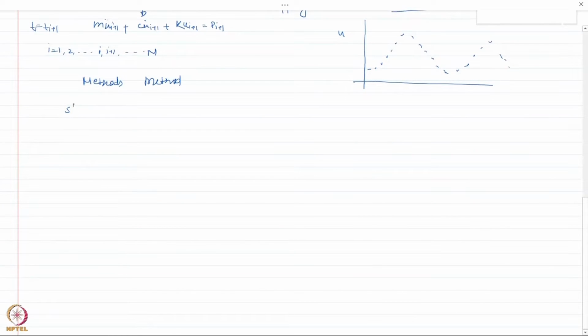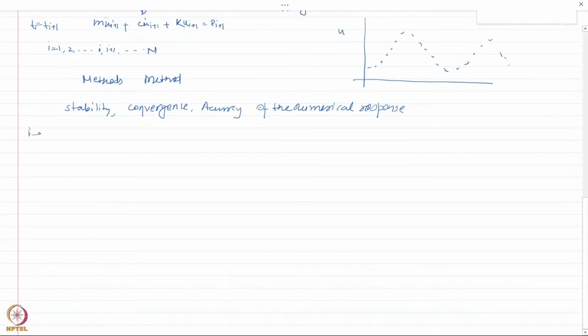So it depends on these criteria: stability, convergence, and accuracy of the numerical response. Let us see what that means. Basically, stability means that, remember, in all these methods we go from one step to the next step, and we use a time step delta ti, which is ti plus 1 minus ti.